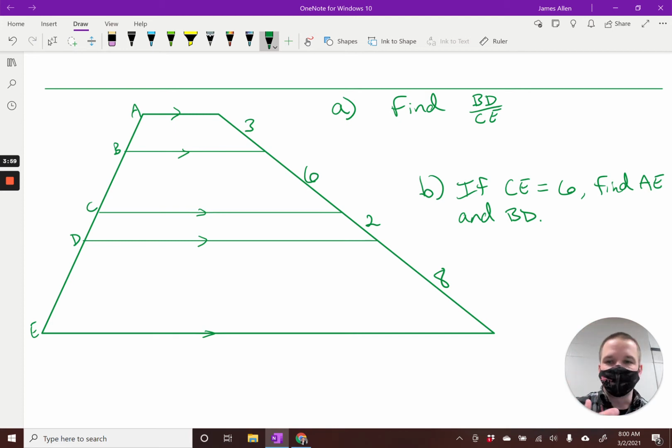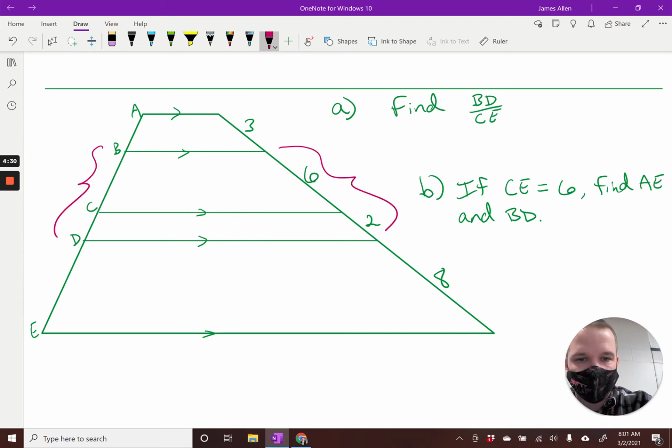Once again, we're dealing with the side splitter theorem. Okay, I can compare across from each other, meaning I can put AB over 3, I can put BC over 6, or I can even put AC over 9. I can combine them, okay? So a lot that we can do there. I'm not going to go through all the combinations. So if we want to find BD over CE, let's see here. BD, I don't have any lengths. I don't have any lengths for CE either. But what if I took what's across from BD?